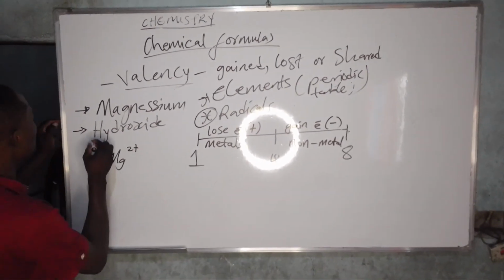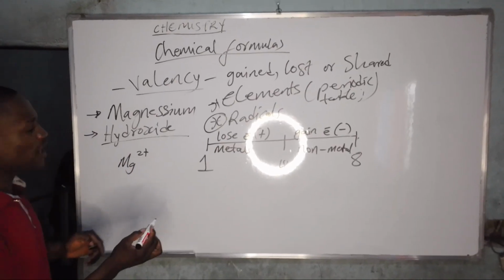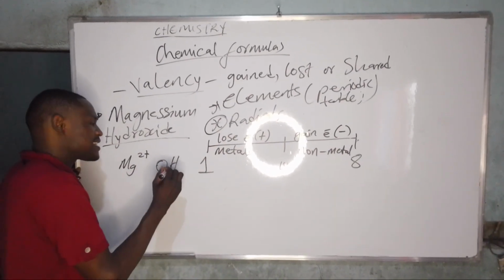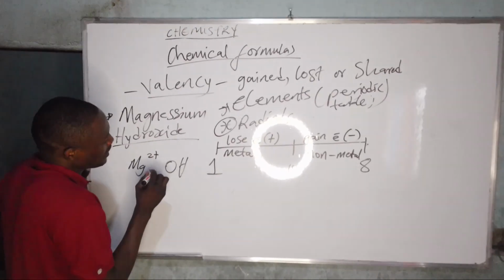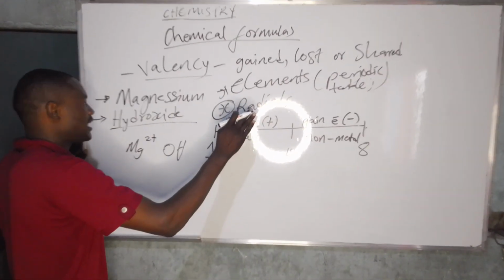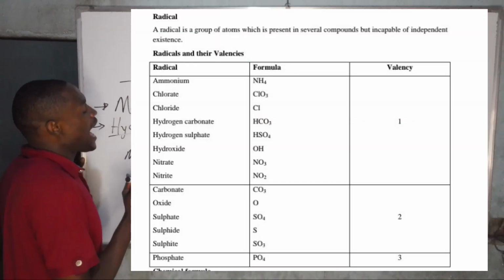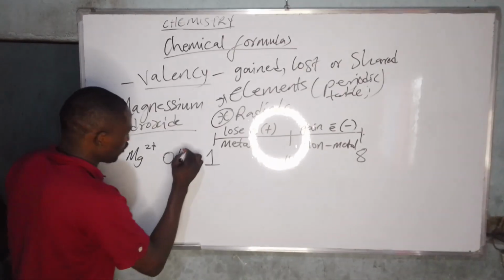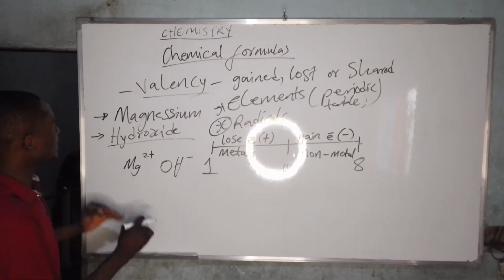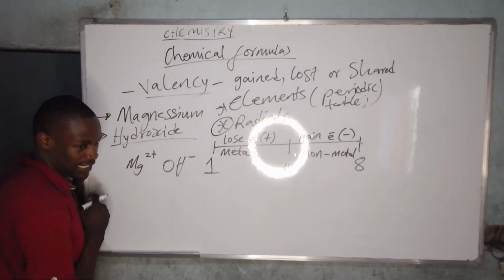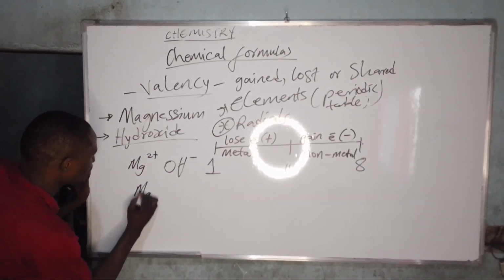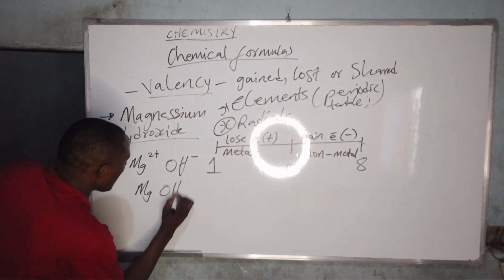Then we come to the hydroxide. The formula for hydroxide is OH. Then what valence is hydroxide attaining? So when we checked on the table, we find that hydroxide has only valence 1. So we can put 1 there. Now from there, we want to write the chemical formula for magnesium hydroxide. What are we going to do? We will drop this magnesium. We will drop also this hydroxide.